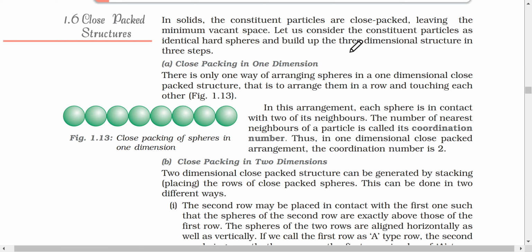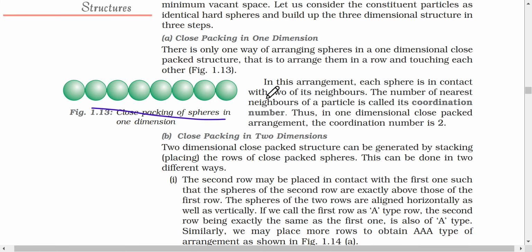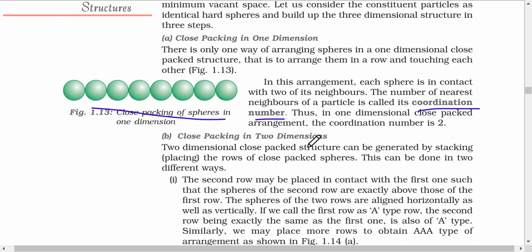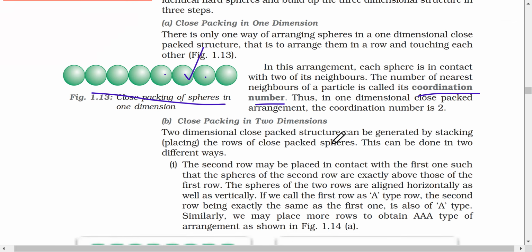First is close packing in one dimension. बहुत easy है, एक dimension में, यहाँ linear ऐसे बनाया हुआ है, बस इसी को देखो, हो गया close packing in one dimension. Fine. There's only one way of arranging spheres in one-dimensional close-packed structure, that is to arrange them in a row and touching each other. In this arrangement, each sphere is in contact with two of its neighbors. The number of nearest neighbors of a particle is called its coordination number. 1D में देखेंगे, coordination number will be 2. Line में एक atom कितने atom से surrounded है? 1 and 2. Thus, in one-dimensional close-packed, the coordination number is 2.